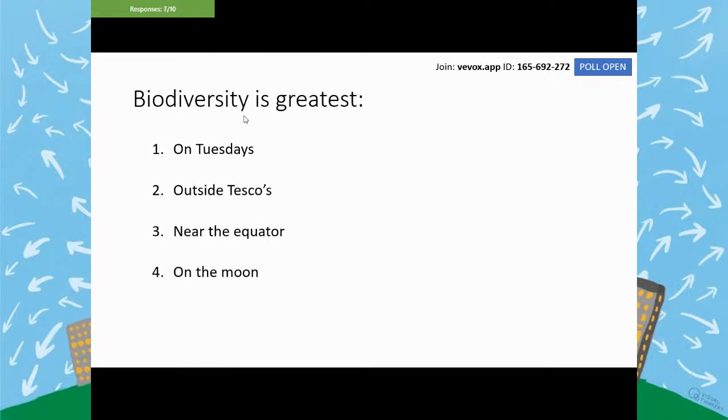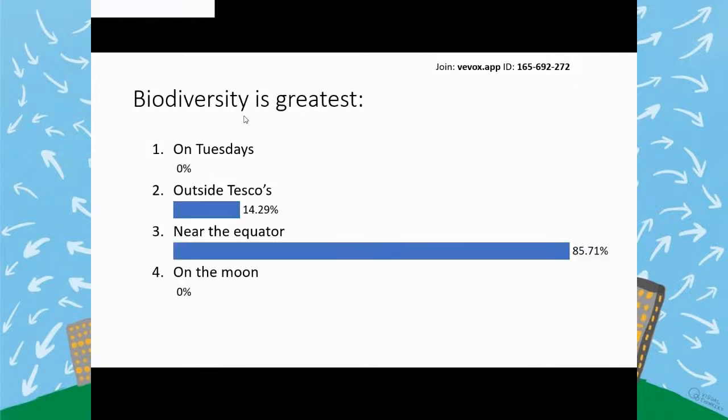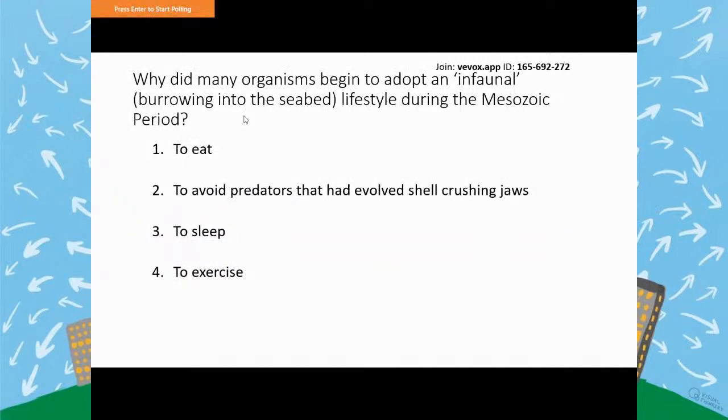Again, I might just close that. So I'm sorry if you haven't quite had time to respond. The majority saying near the equator outside Tesco's may be true. And so we again asked our students, why did you know that? And it's because the distractors aren't likely to be true. And I think that's a common trap that we had seen previously in students' questions that they included in their resources. So last question.